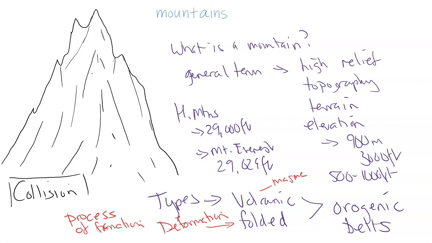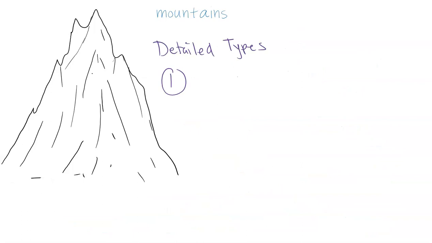So both volcanic and folded can be linked with collision. That is how two plates collide and hit each other in some sort of convergent plate boundary. You can also link this to the Wilson cycle as well. Research has shown that some articles suggest different numbers of types. Some say 4, some say 5, some say 6.